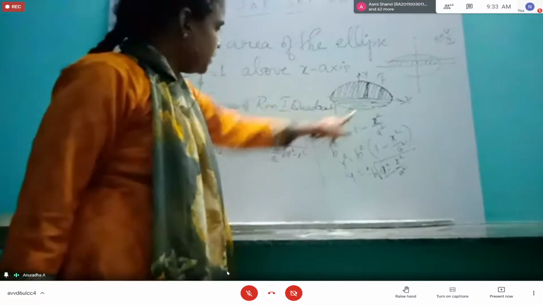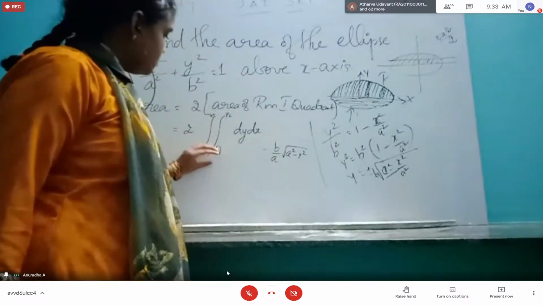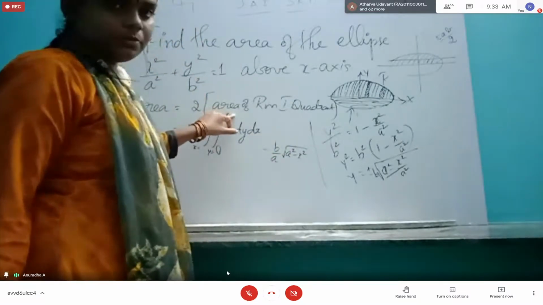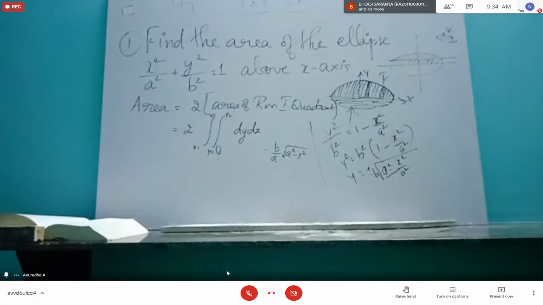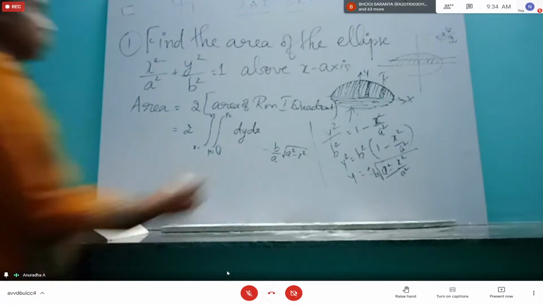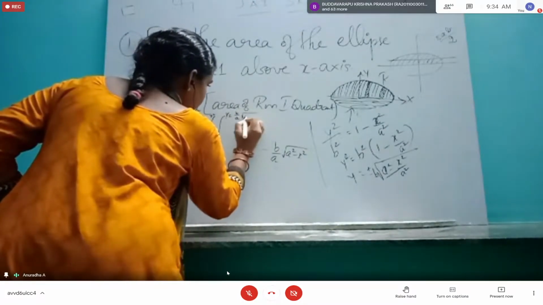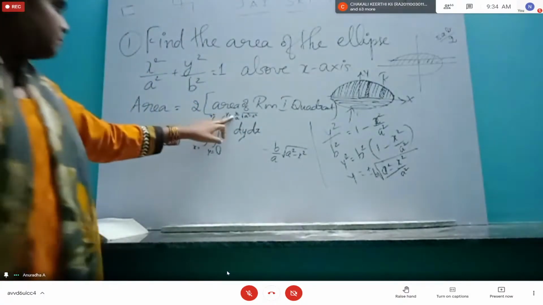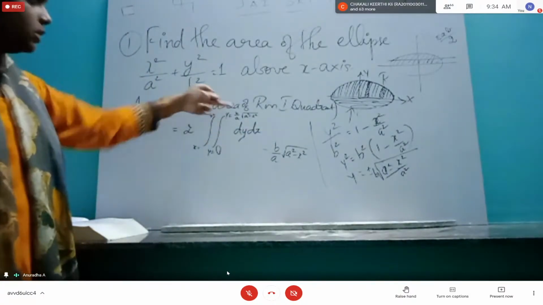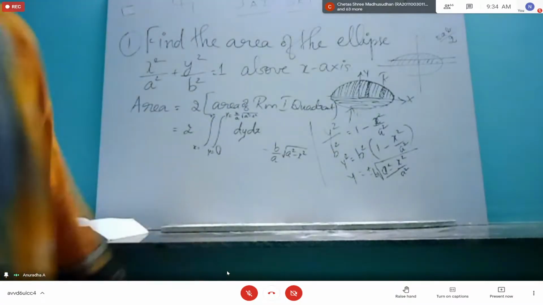So for the ellipse, minus b by a will become the lower limit, and 0 will become the upper limit. Please remember that. Above the x-axis means 0 to plus b by a root of a square minus x square. Below means minus of this will come as the lower limit, and 0 will come as the upper limit. So it all depends on the orientations.